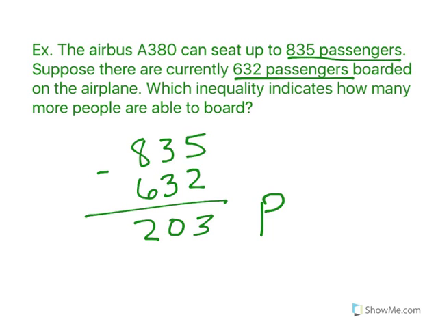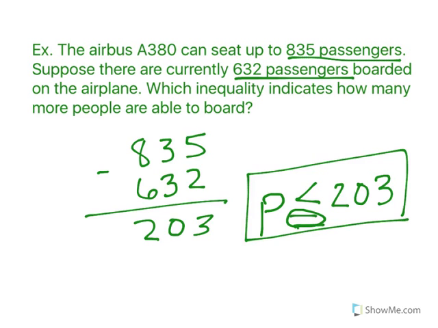So at most there can be 203 more passengers boarded. So the passengers have to be less than or equal to 203, because at most there's 203. It can equal 203, like I put that equal sign there, but it's got to be less than or equal to 203. Again, you have to understand the problem you're solving in order to put the inequality in its place. Then, which inequality indicates how many more people? How many more indicates it's a subtraction problem. So make it as easy as possible and then put your inequality in there.